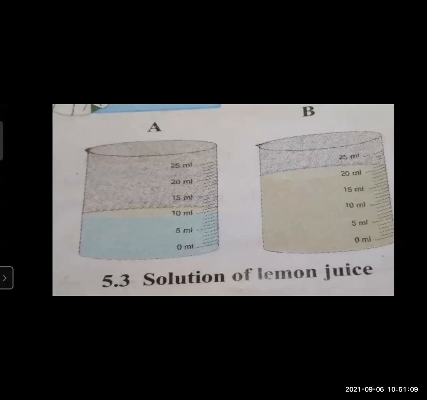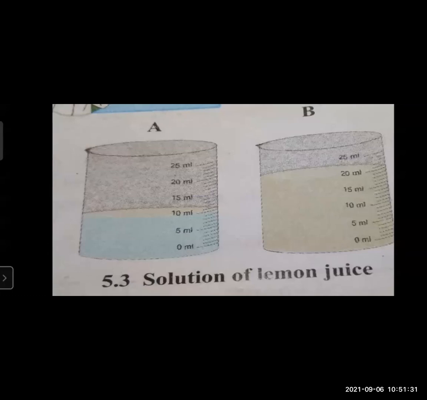Pour 10 ml of drinking water in one beaker and 20 ml of water in the second. In the first beaker, 10 ml of water, drinking water. And in the second beaker also water, but how much? 20 ml.